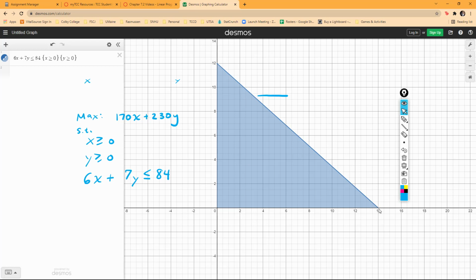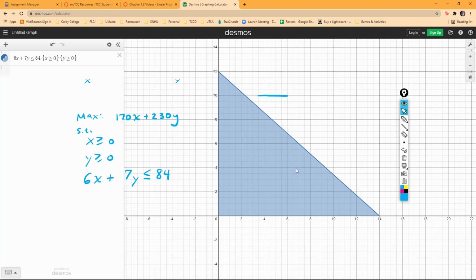What I want to do in this case is look at each one of these corners. I can see that I have this corner right here, which is going to be at 0, 12. And then, of course, 0, 0, which isn't going to do me any good because it's definitely not going to maximize my profit. And then I also have 14, 0. So those are my two choices to plug in and see which one will maximize this objective function.